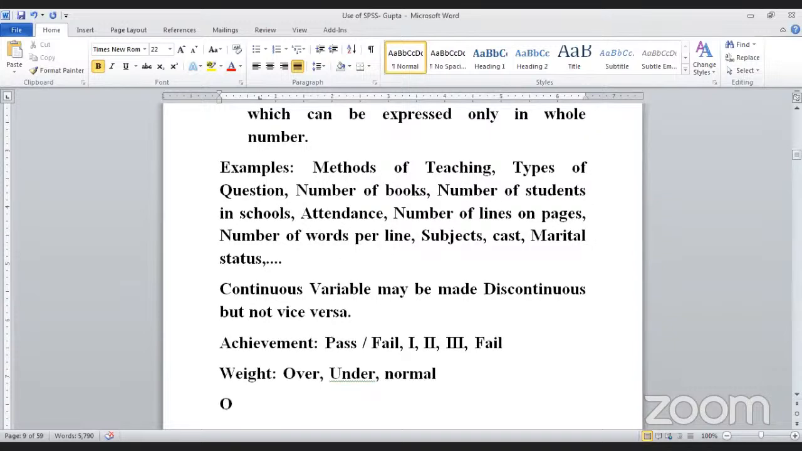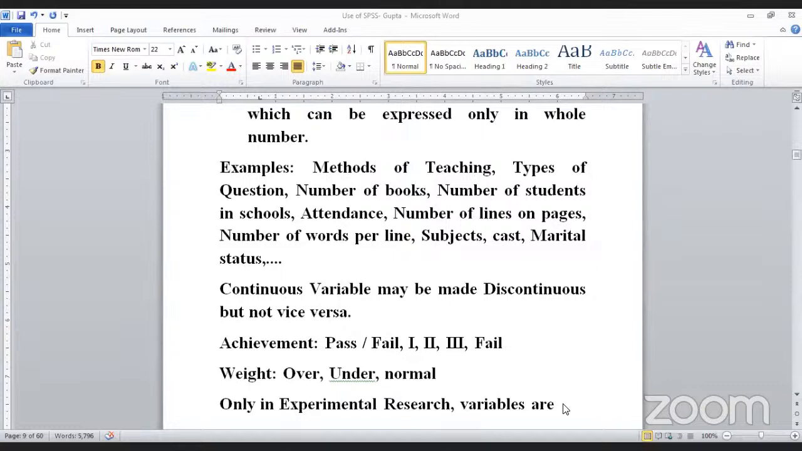Now, it is only in experimental research, the variables... Do you have another 5-10 minutes, or should I take it tomorrow? If you want tomorrow, I can do it tomorrow, but if you want today, I can complete it today. Okay, then let me complete.